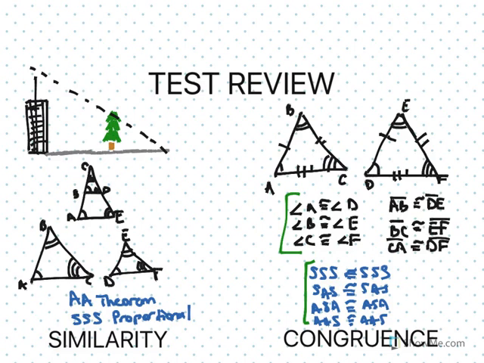Similarity is the second topic that we covered in the unit. We learned that similar triangles are different sizes, but they are the same shape. They're different sizes because all of the corresponding sides are proportional, but they are ultimately the same shape because all of the angles are congruent. So over here, I wrote an example of two similar triangles. One is bigger, one is smaller. Corresponding angles are congruent, and corresponding sides are proportional, okay?